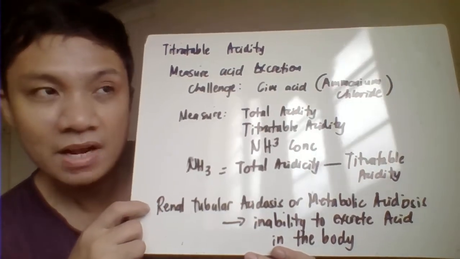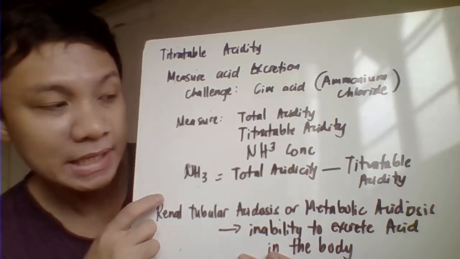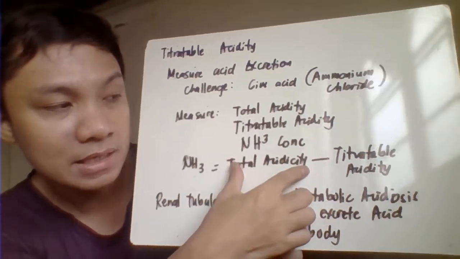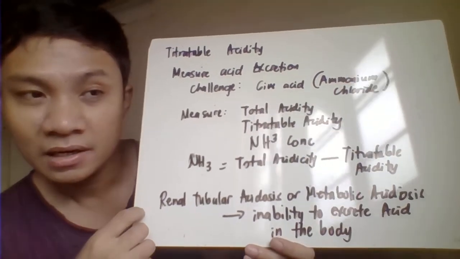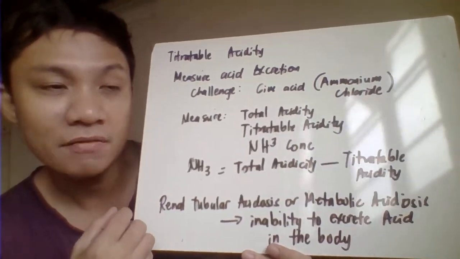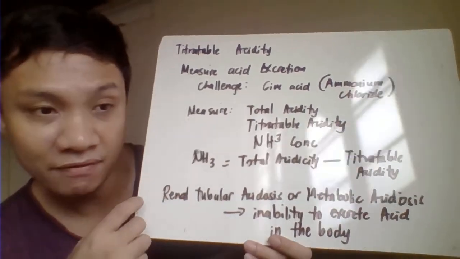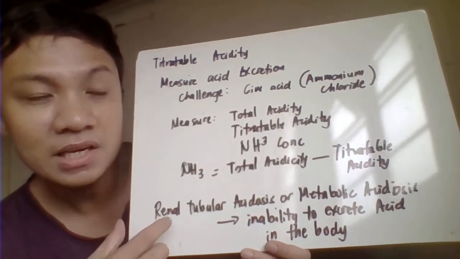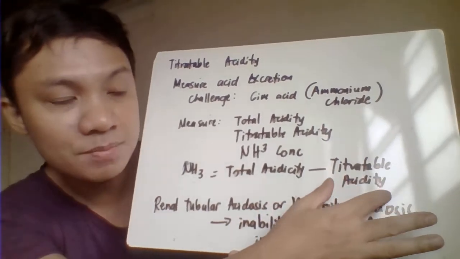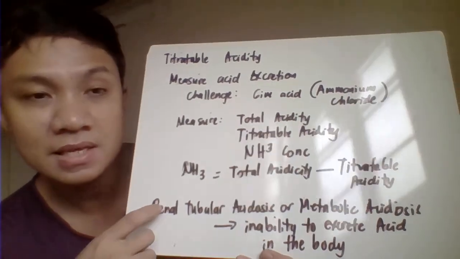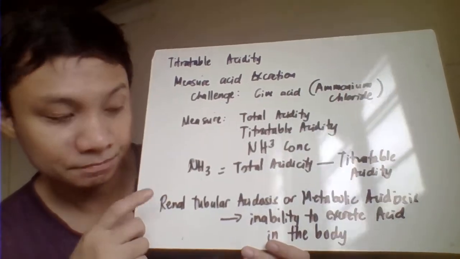But the available test method lang, the laboratory, is we tend to measure only the concentration of this one, total acidity, saka titratable acidity. What we are doing to determine the concentration of your ammonia is just only to derive the concentration of this. All you need to have here are the values of your total acidity. Ima-minus mo ang value ng titratable acidity. Ang remaining niyan, that becomes here the ammonia concentration.